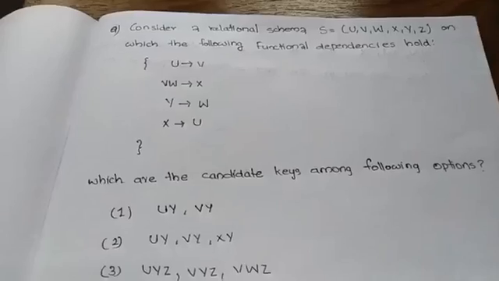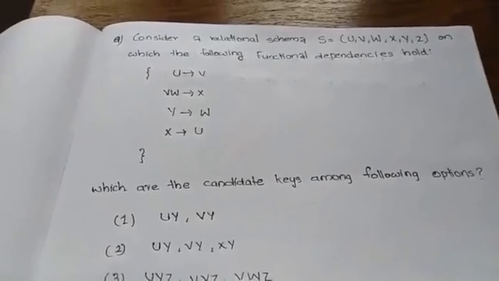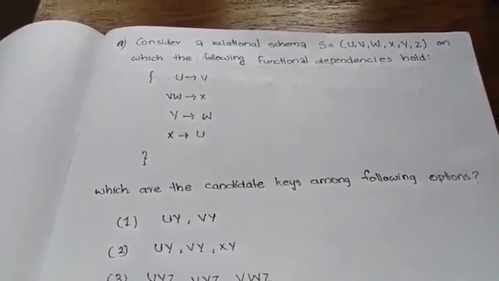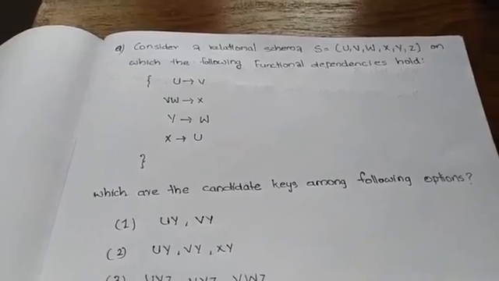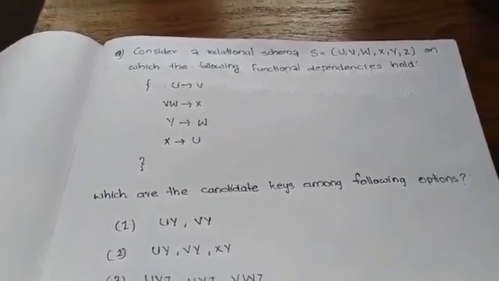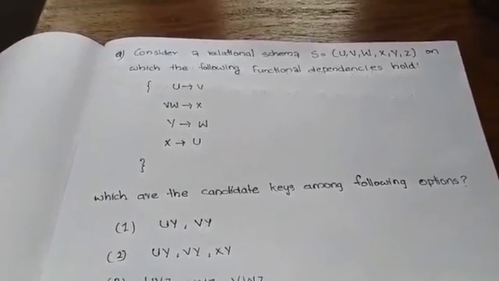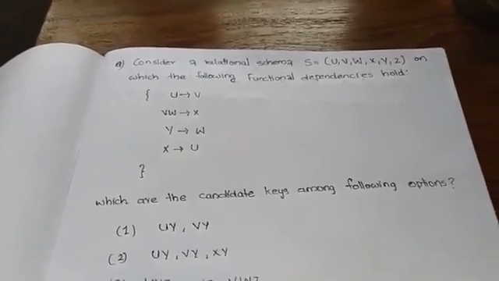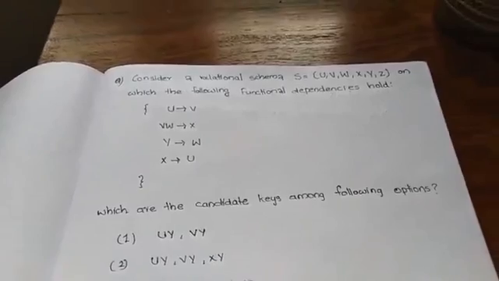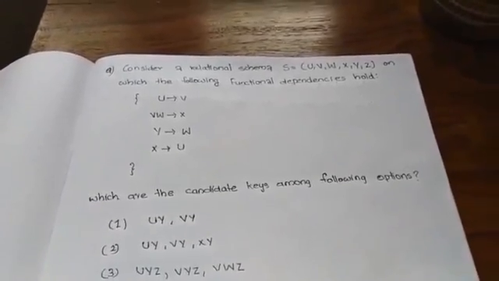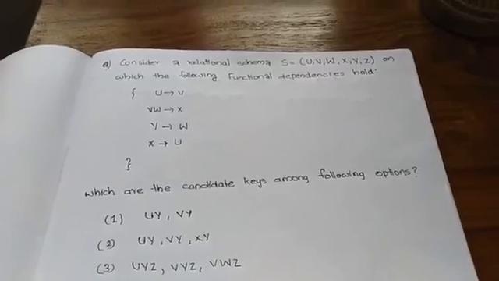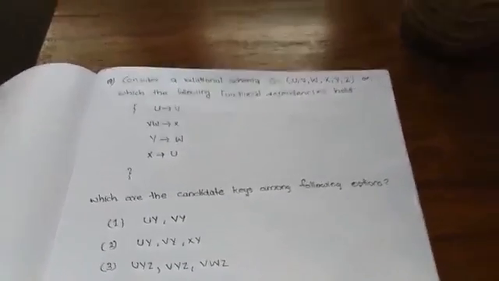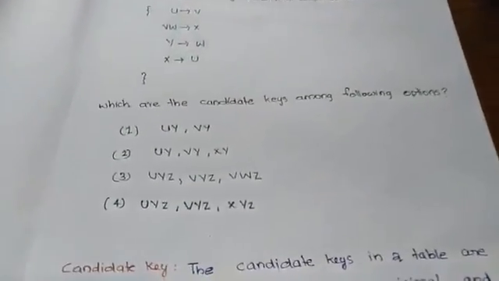The question is: consider a relational schema S which contains the attributes U, V, W, X, Y, Z on which the following functional dependencies hold. The functional dependencies are U determines V, VW determines X, Y determines W, X determines U. Which are the candidate keys among the following options? They have provided 4 options.